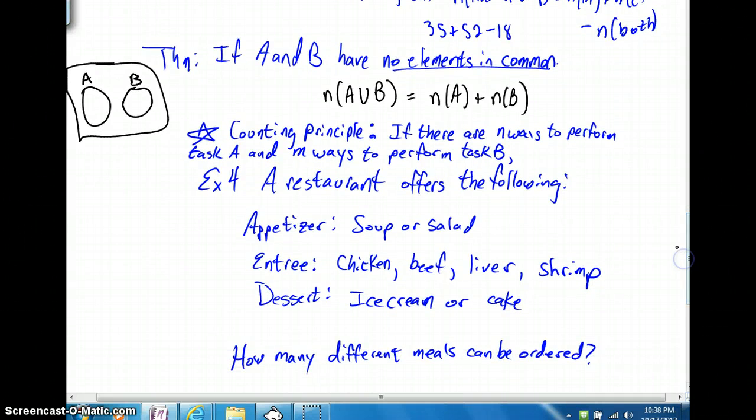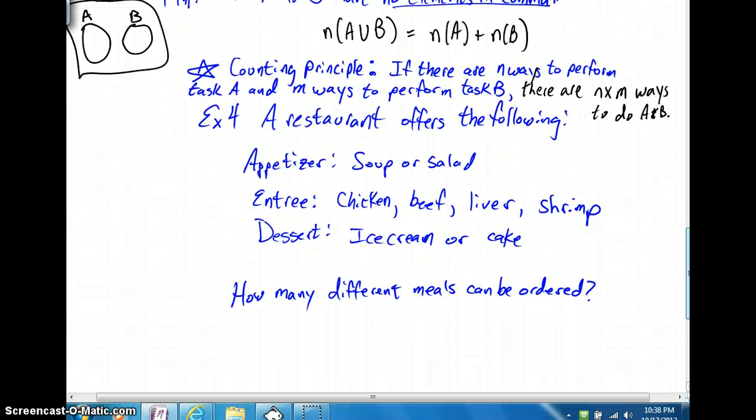Last one, the counting principle. Well, if there are n ways to perform task A and m ways to perform task B, there are n times m ways to do both, to do A and B. So we'll finish up with this problem very quickly.